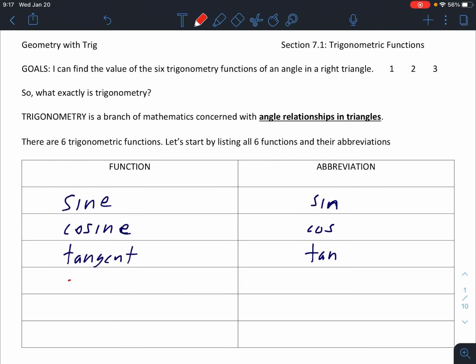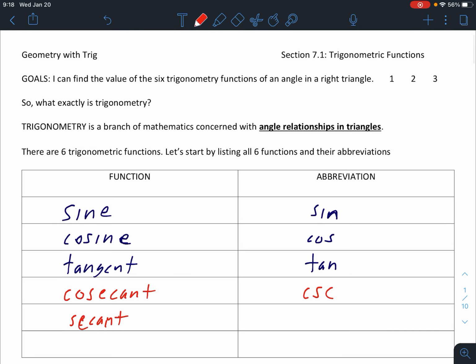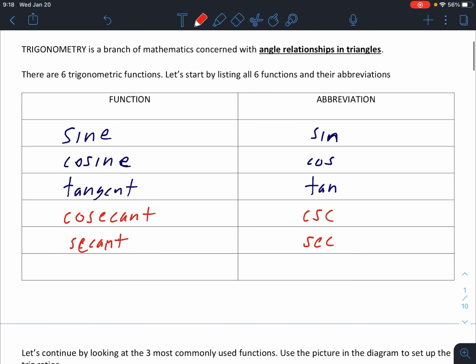So the next one we're going to spell C-O-S-E-C-A-N-T, and that's read cosecant. This is actually the only one whose abbreviation is not the first 3 letters. Its abbreviation is C-S-C. The next one is S-E-C-A-N-T, and that's just read as secant, and its abbreviation is its first 3 letters, S-E-C. And the final one is called the cotangent, whose abbreviation is also its first 3 letters, C-O-T.